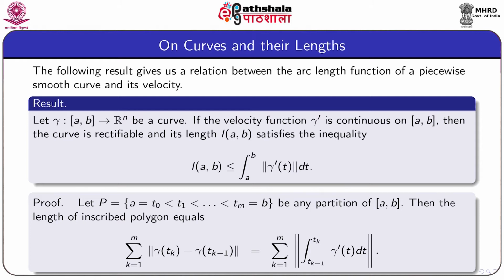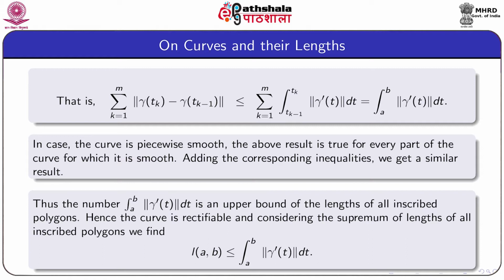Then the length of the inscribed polygon equals the summation k equal to 1 to m of norm of gamma(tk) minus gamma(tk-1), which equals the summation k equal to 1 to m of norm of the integral from tk-1 to tk of gamma dash(t) dt.